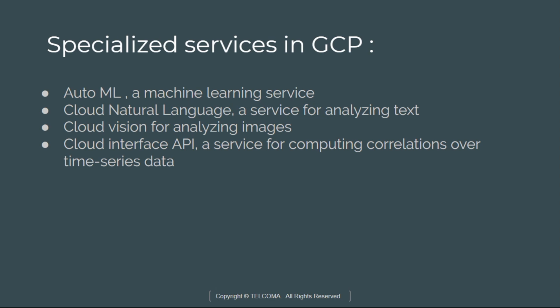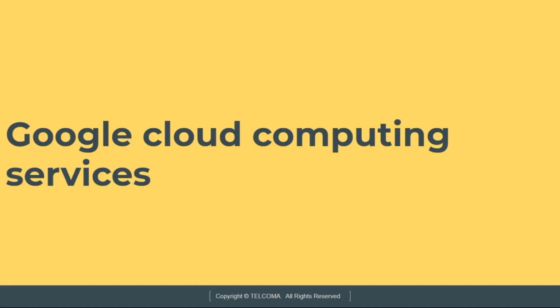Specialized services in Google Cloud Platform include AutoML, a machine learning service; Cloud Natural Language, a service for analyzing text; Cloud Vision for analyzing images; and Cloud Inference API, a service for computing correlation over time series data.